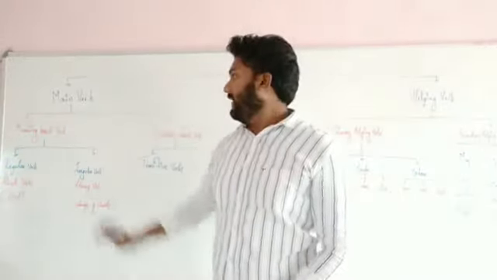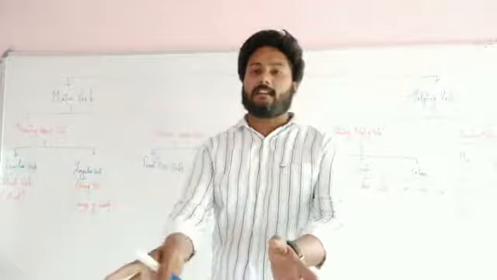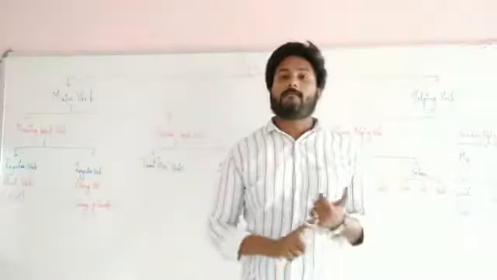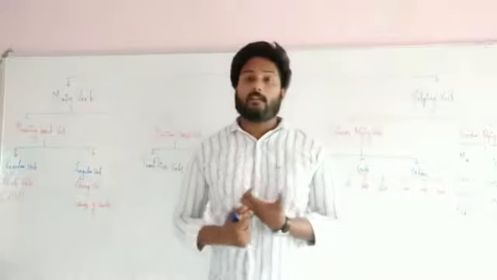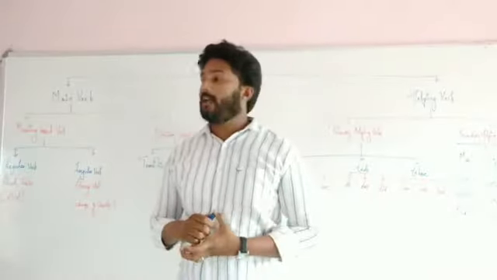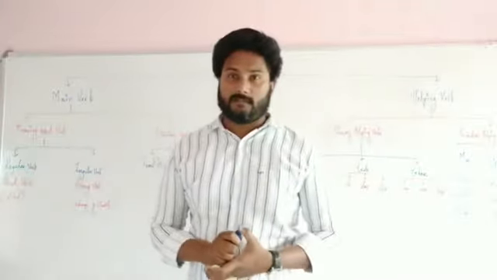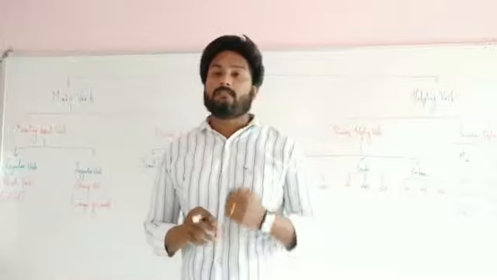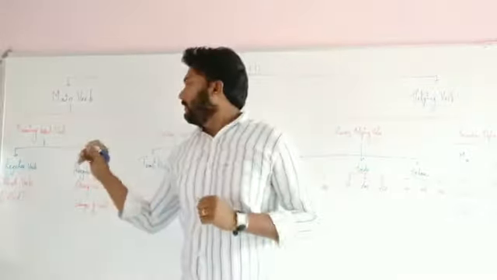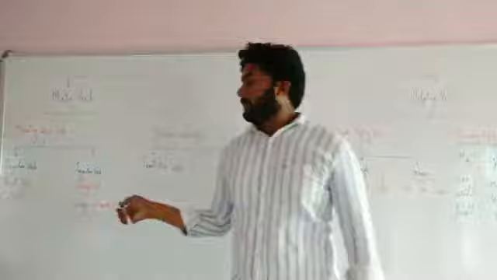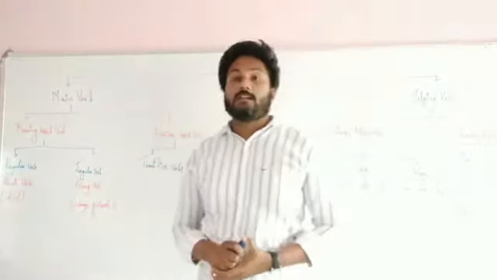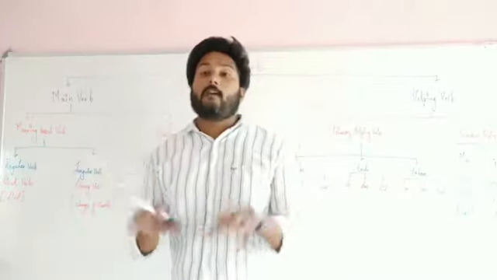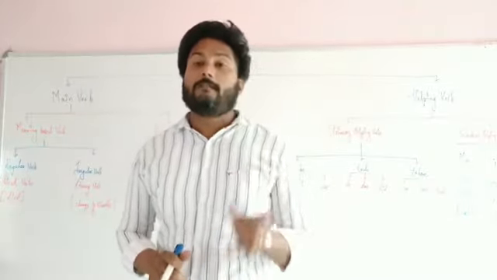See, in meaning based verb, again there is a classification. There are two: one is regular verb and another one is irregular verb. Regular verbs are called weak verbs. That means words ending in the ed form or d form are called regular verbs or weak verbs. The irregular verbs are strong verbs, which change the vowel inside the word.